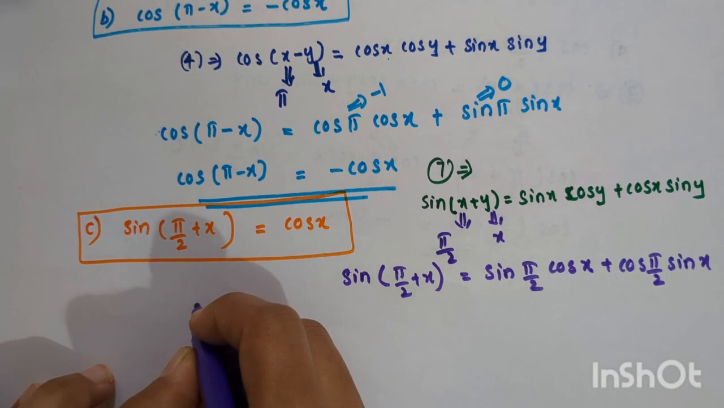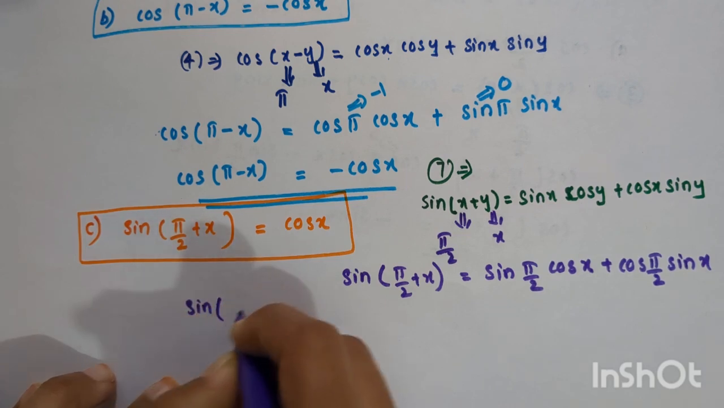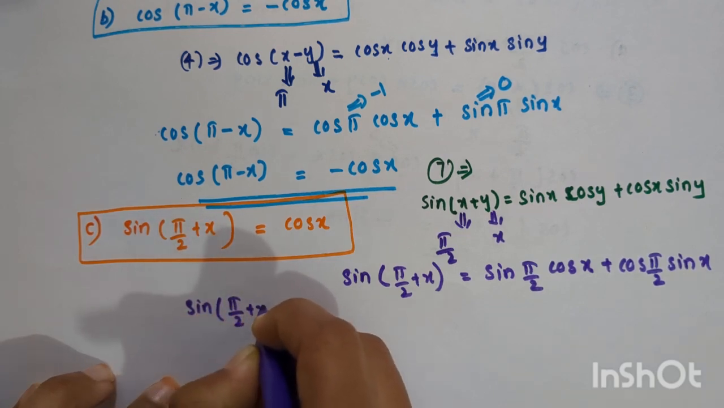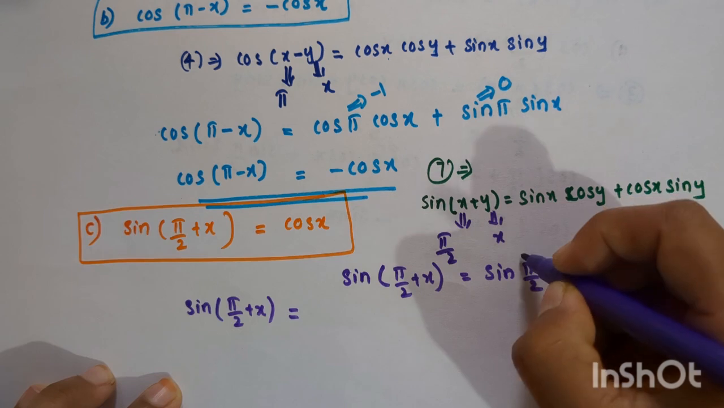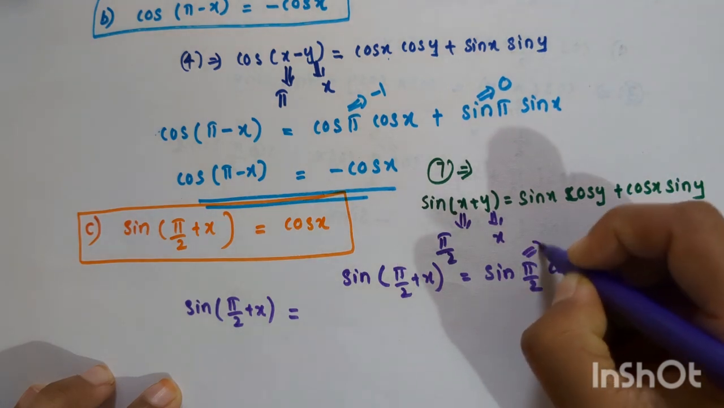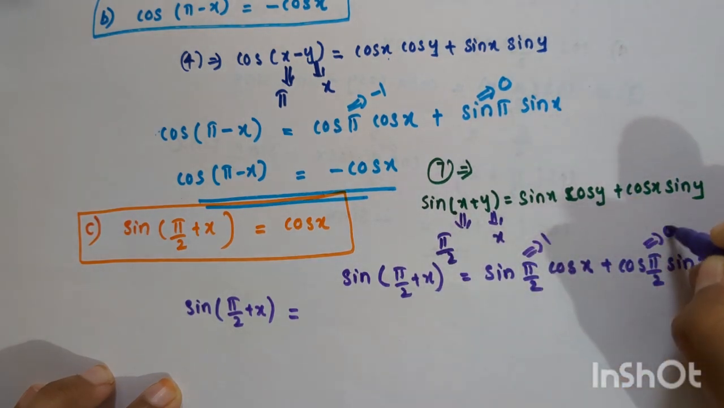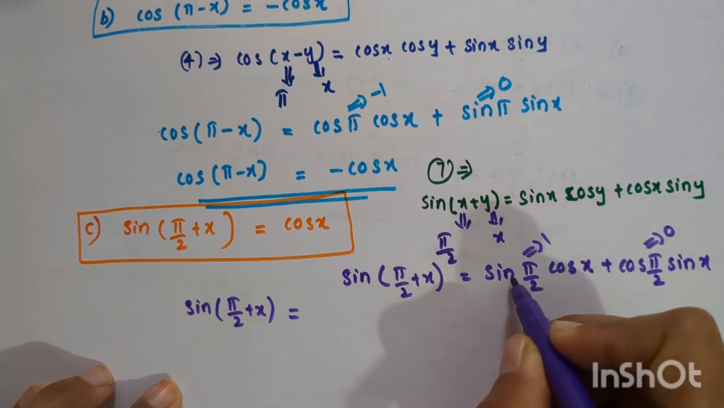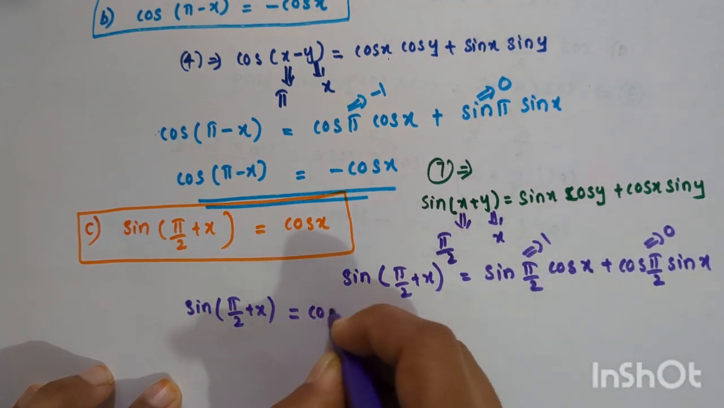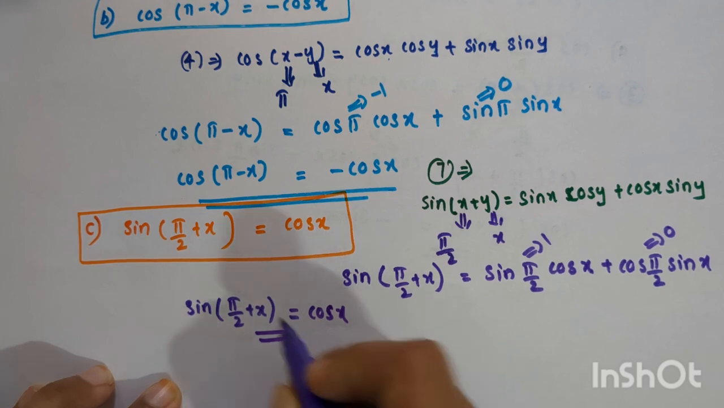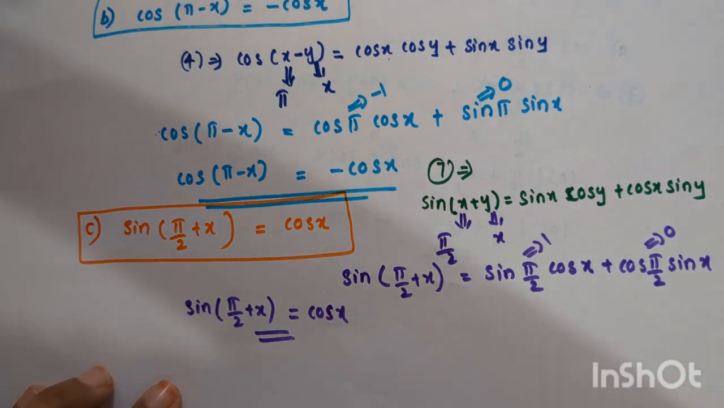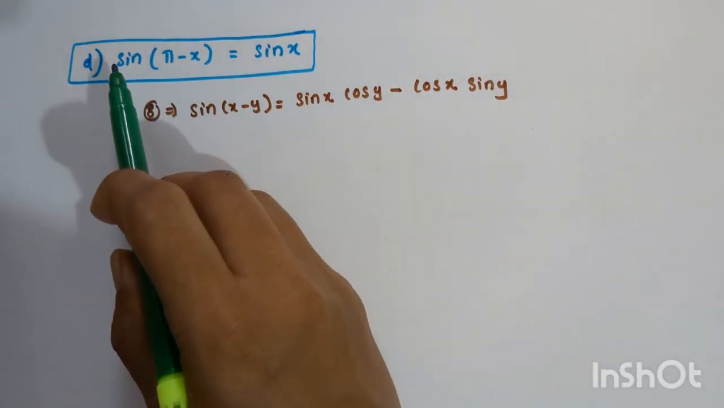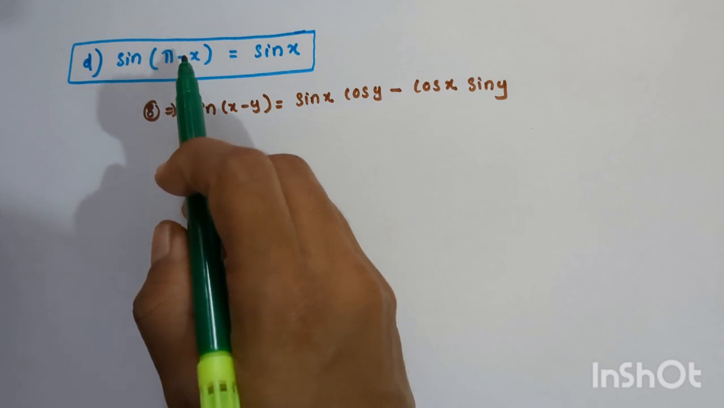Okay, so this actually becomes sin of pi by 2 plus x is equal to sin pi by 2, which is 1, times cos x, plus cos pi by 2, which is 0. So 0 into sin x will be 0. So the second term becomes 0. This is 1 into cos x. 1 into cos x is cos x. So this is proved. Now let us prove the fourth one, which is sine of pi minus x is equal to sine x.